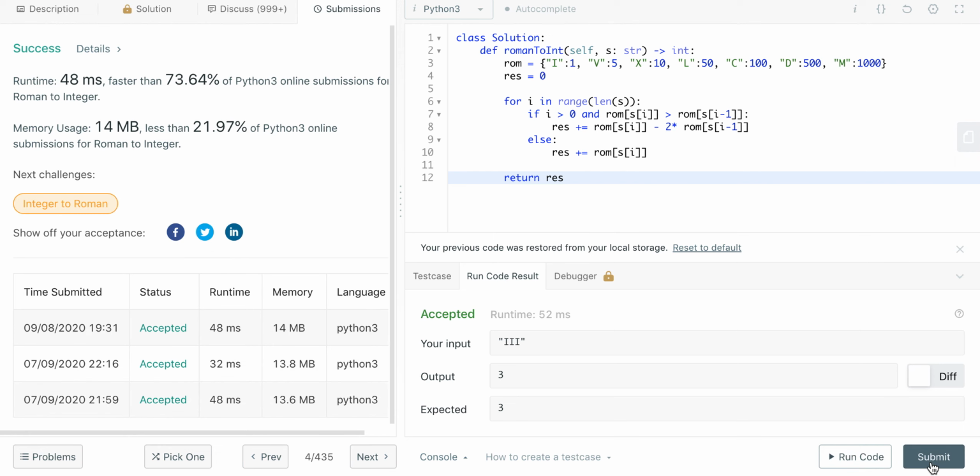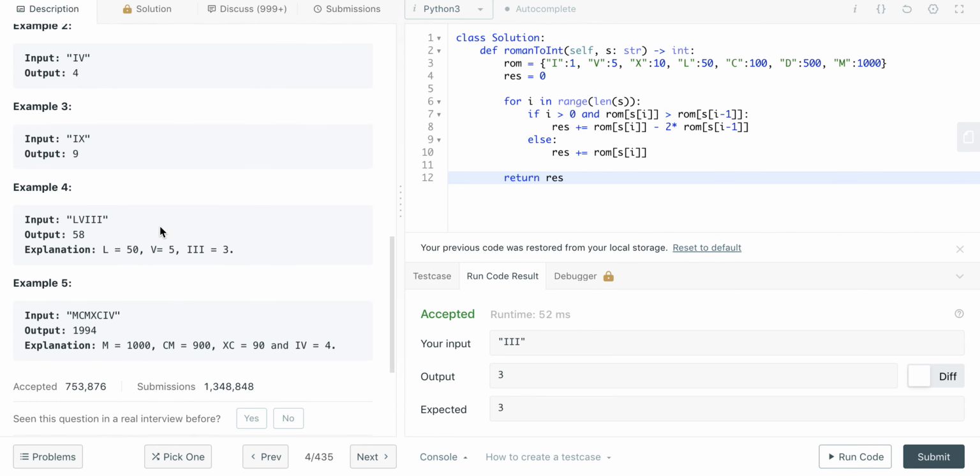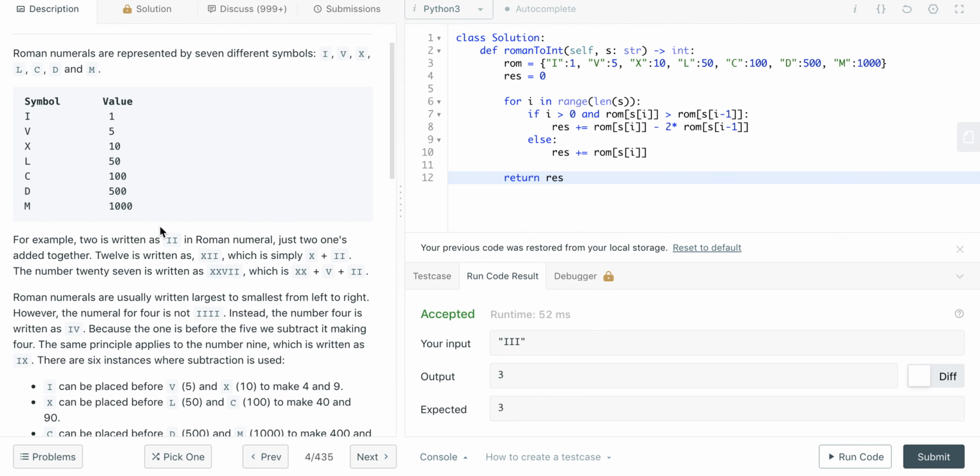Yeah, that's cool. So in this problem, we just need to see the special case, and then use if and else to separate these two cases, the special case and the common case, and do the calculation.